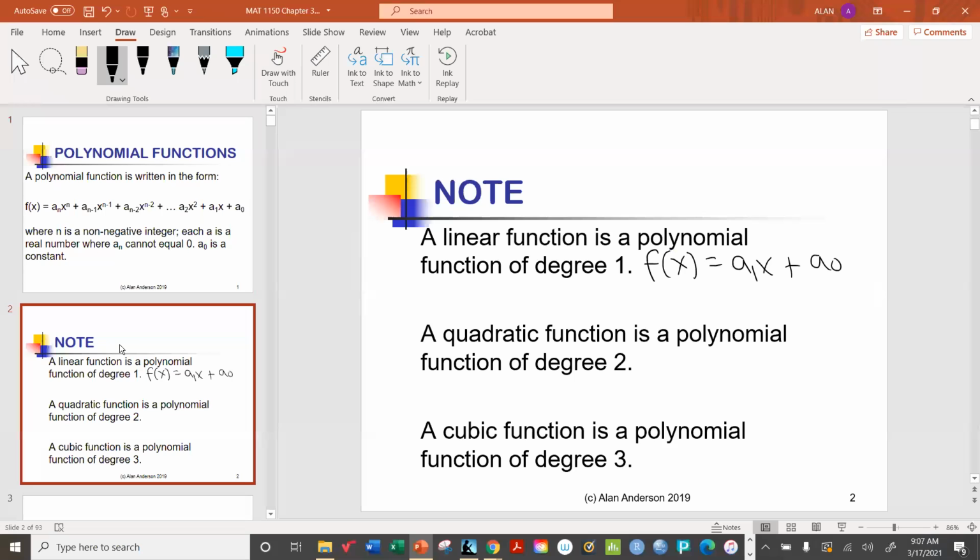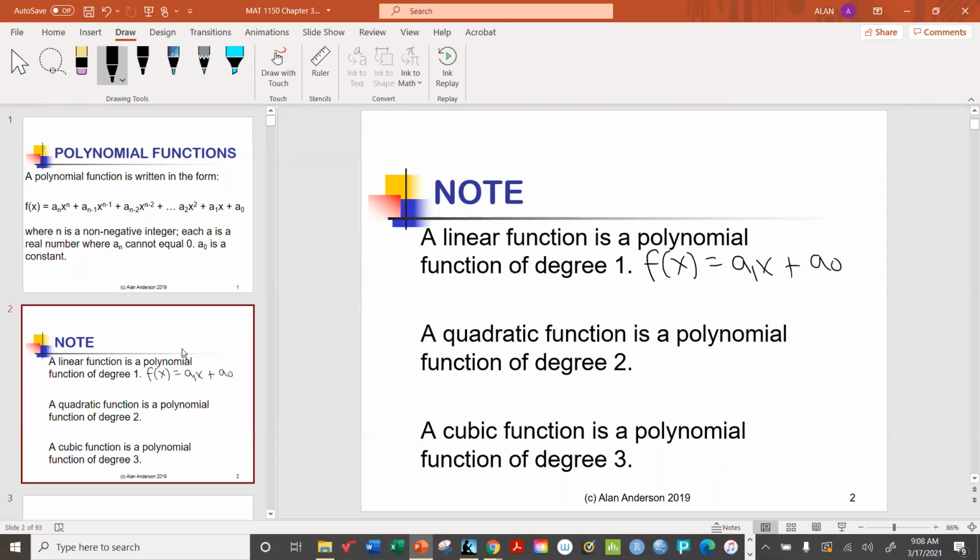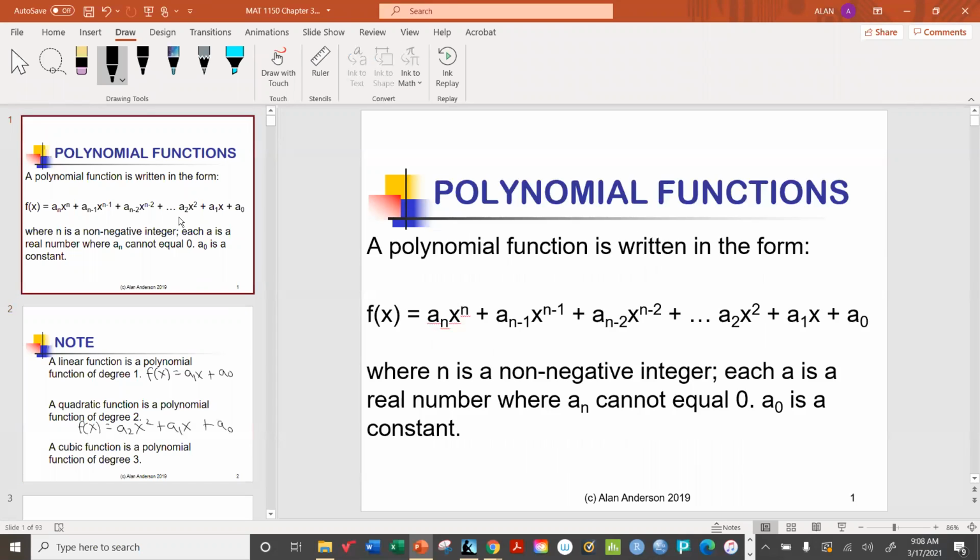So basically what I did was I went back here and we start with A1 and then we ignore all the rest of these. These can be thought of as zeros. For quadratic, using the same notation, you would have a2 x squared plus a1x plus a0. And again, you're just coming back here and dropping out everything above 2.